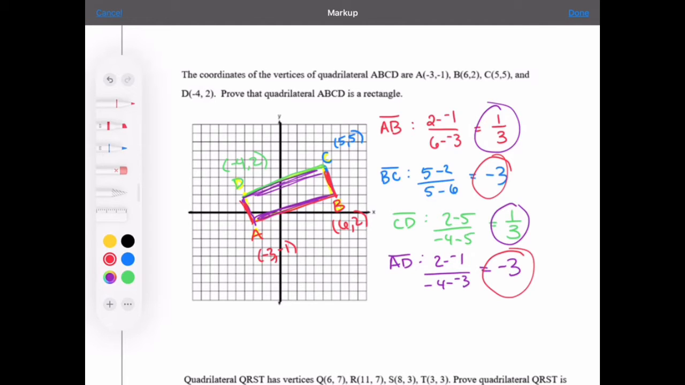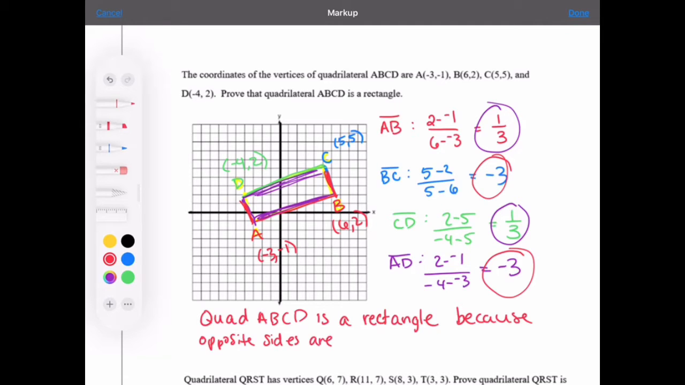So all we have to say is quadrilateral ABCD is a rectangle because opposite sides are parallel, and right angles are formed. Alright, that's it.